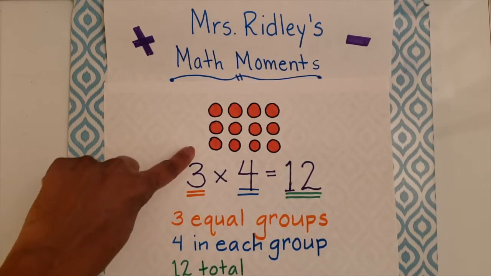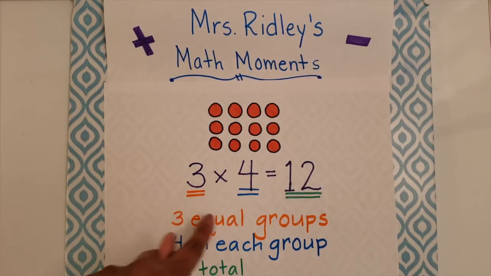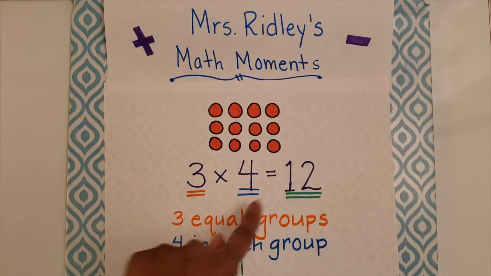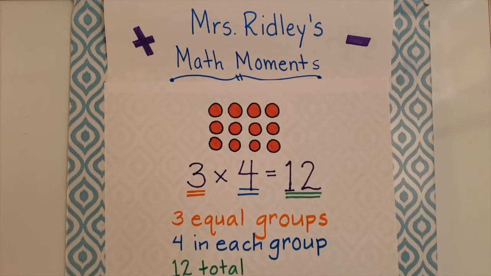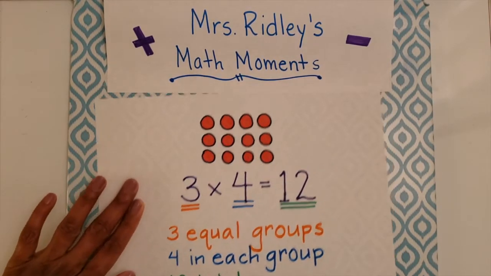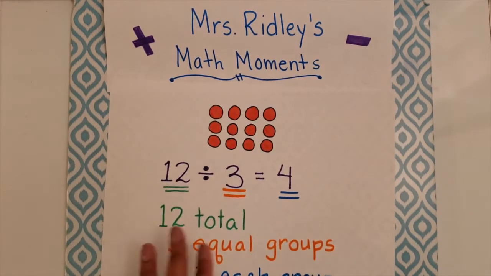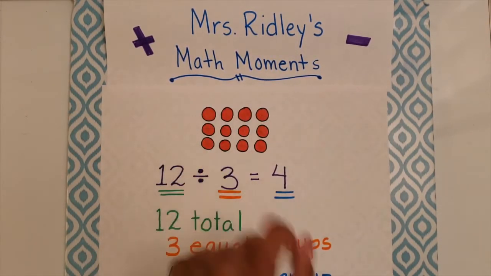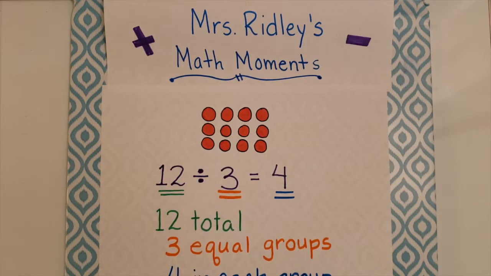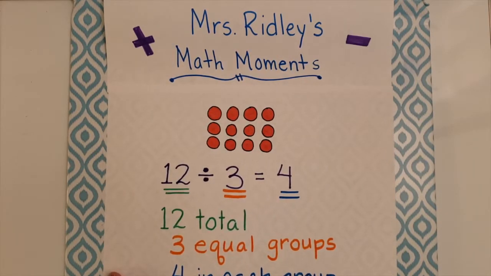3 tells us that there are 3 equal groups. 4 tells us that there are 4 in each group. And 12 tells us that there are 12 total. Let's do the same thing with our division equation. Here we have the same array of red circles, but the numbers are a little bit different.